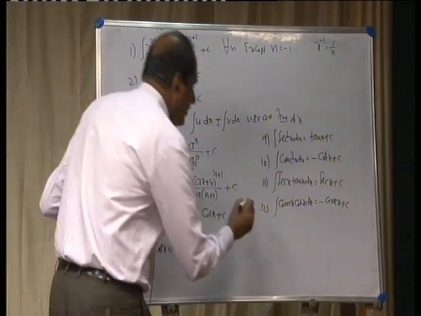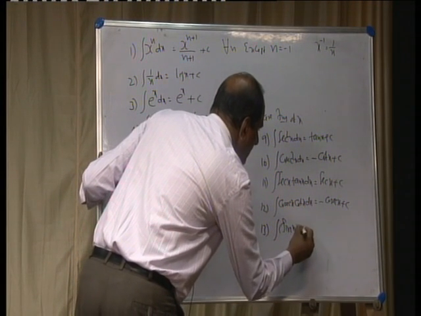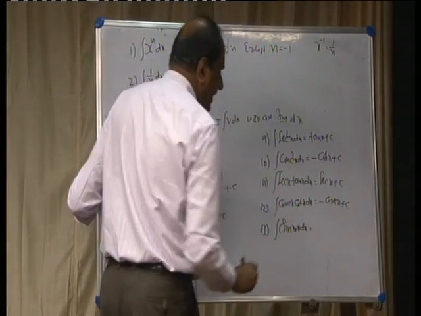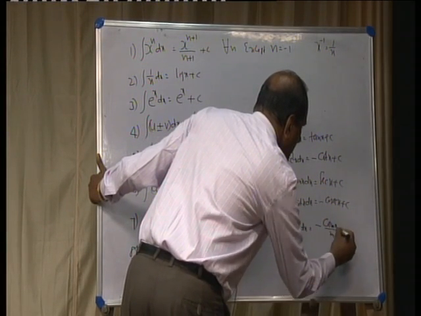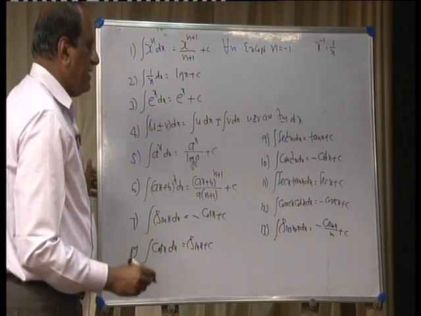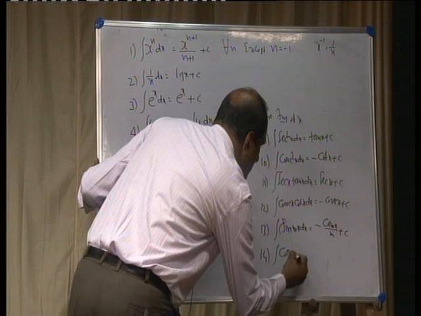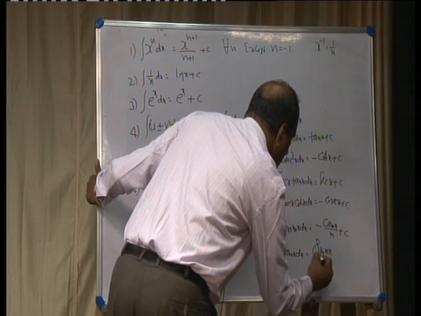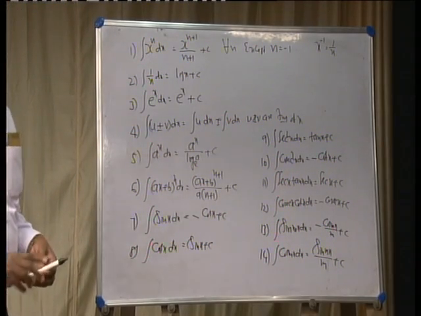One more result, that is integration of sin mx dx, that is multiple angle, where m is any number. Sin mx dx is equal to minus cos mx by m plus c. So, 14th one, integration of cos mx dx is equal to sin mx by m plus c. In all these results, c is there, that is constant of integration.